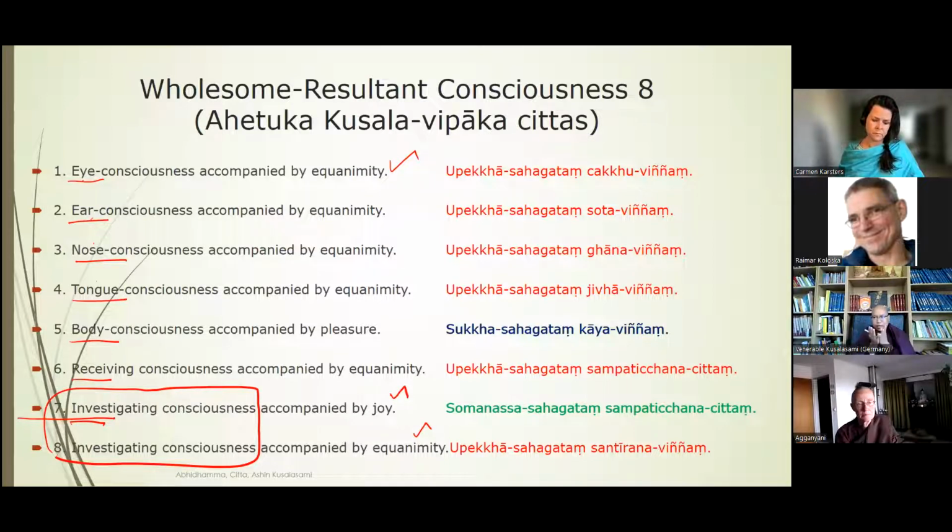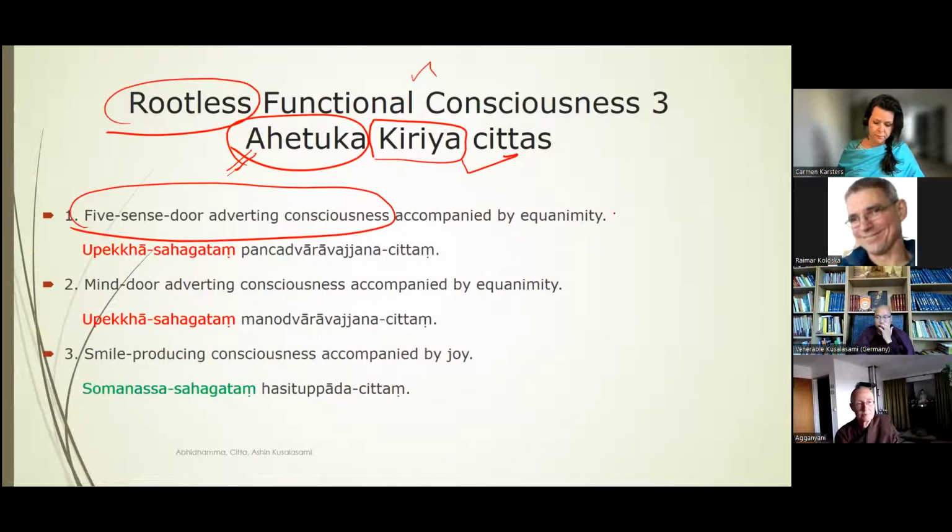The receiving consciousness receives that sky object and hands it over to the investigating consciousness. The investigating consciousness investigates: what is that, what does it look like? Then it hands over to other consciousness as well. That's why this is the first. It appears before the eye, ear, nose, tongue, and body consciousness. So this is the 5 sense door consciousness. Let me go to the next one, and then I will give you an example.